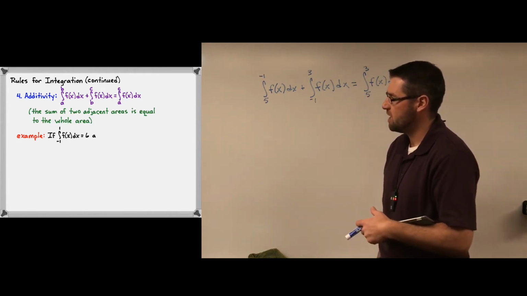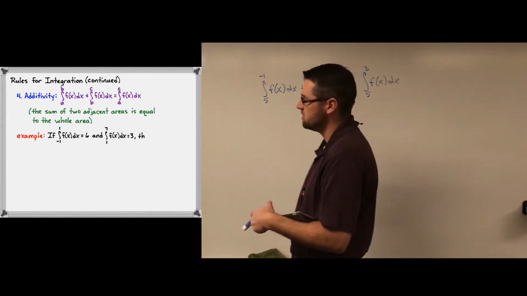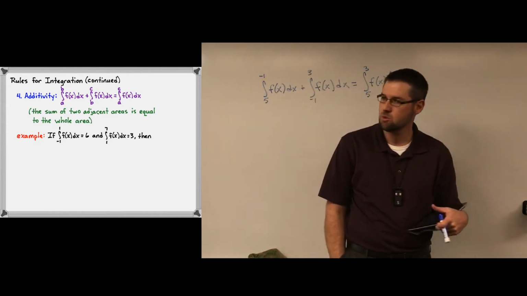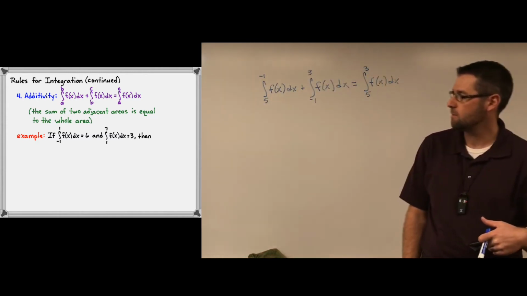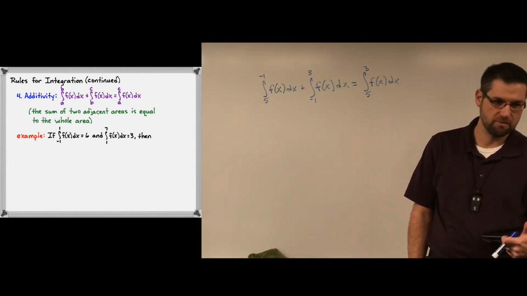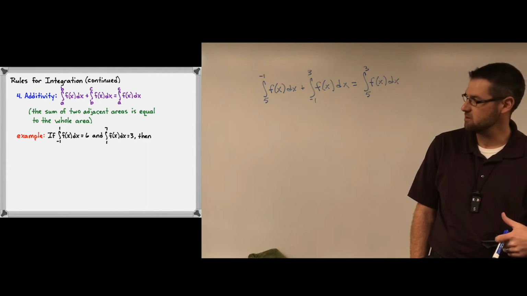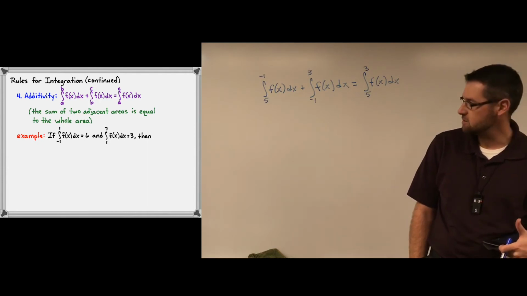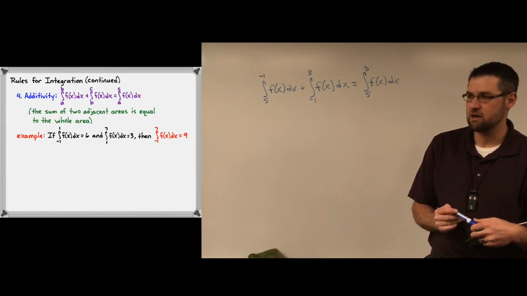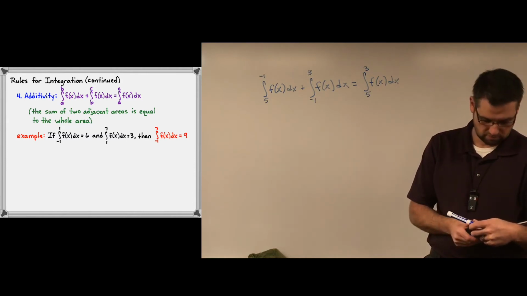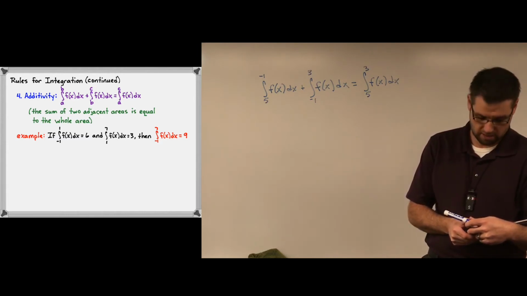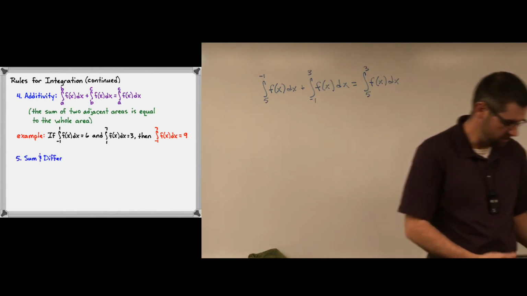So the example, from negative 1 to 1 of f of x dx equals 6. The integral from 1 to 7 of f of x dx equals 3. So what could I conclude there? The integral from negative 1 to 7 of f of x dx equals 9. Easy stuff, isn't it? But you got to make sure those two things apply. Okay. Here's the last one, I believe.